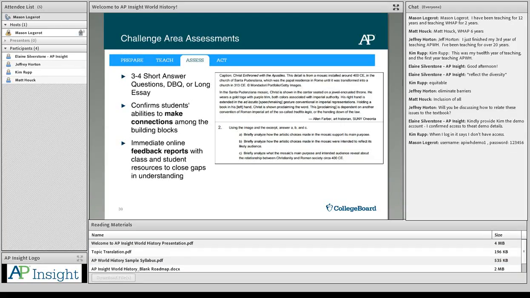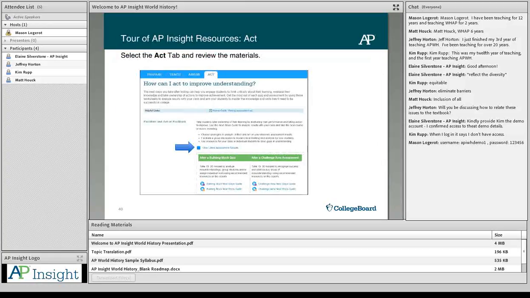But the nice thing about these assessments is that it gives immediate feedback to each student individually to show them what they need to improve on, but you as the teacher can also see how your students did as a class. And so for the last part of this, if you would go to the ACT part.